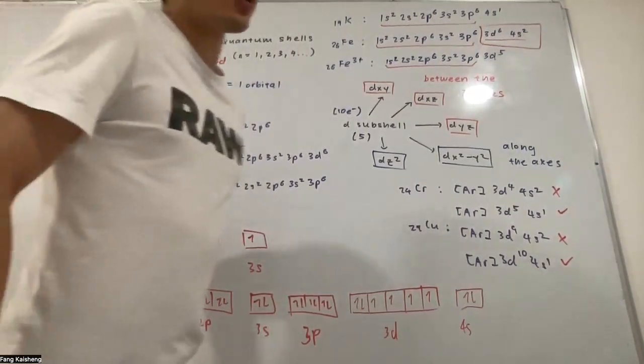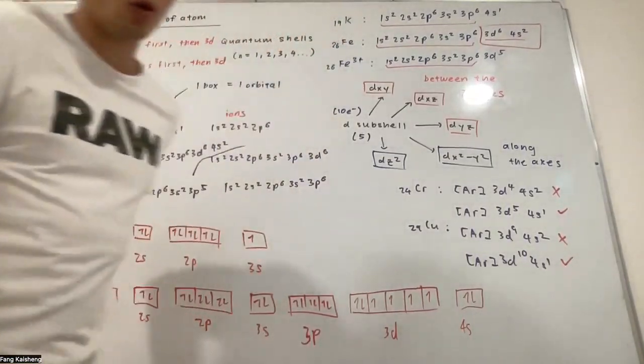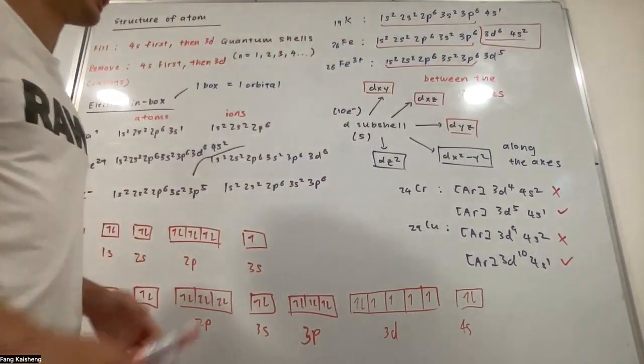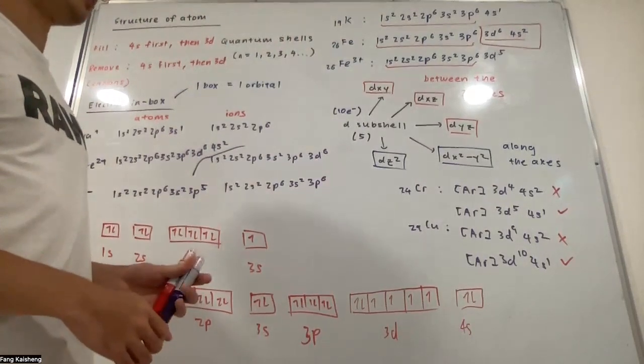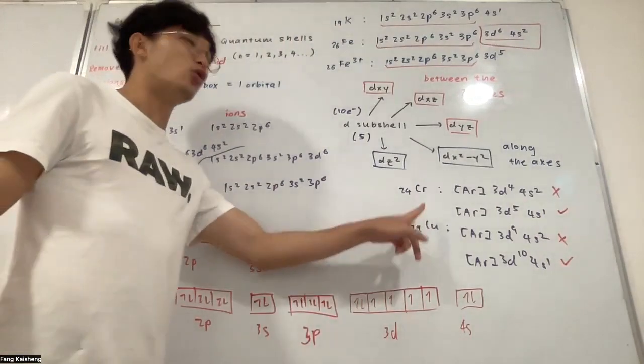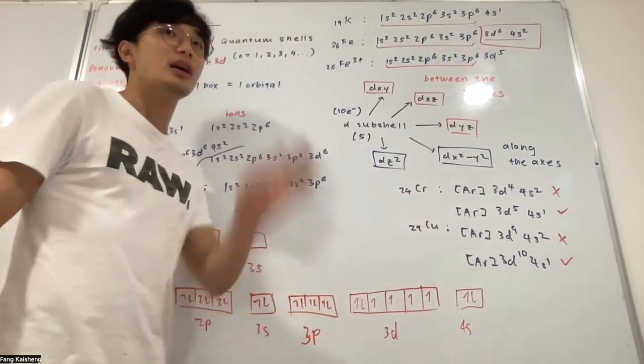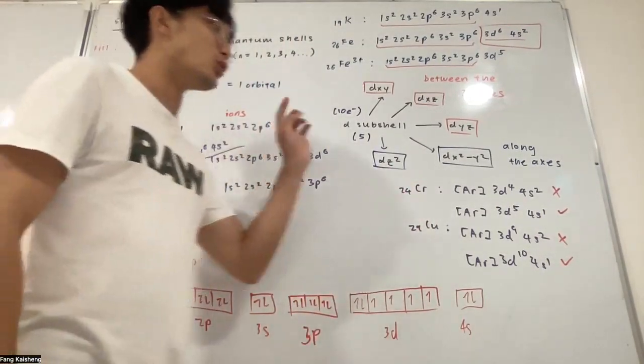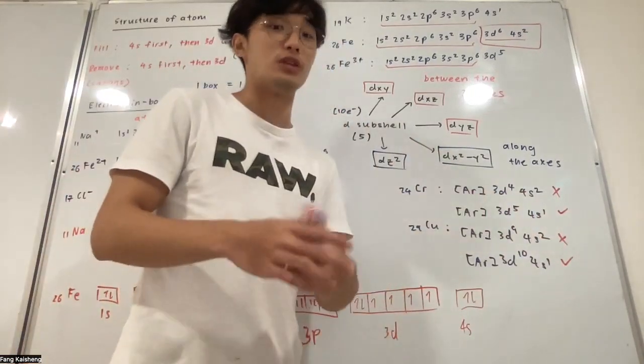Can you try the last question? Question 3, where they ask for chromium 3 plus and copper 2 plus. Oh, wait, I still haven't explained that one thing. Before you try question 3, let's try to explain why chromium and copper, which both start with C, are special cases. Why do you fill in 4s1 and then 3d5?